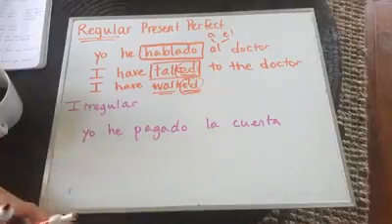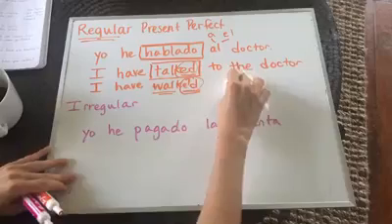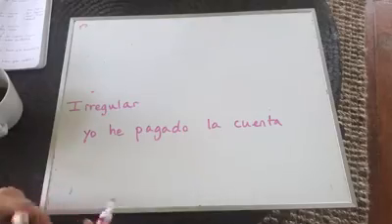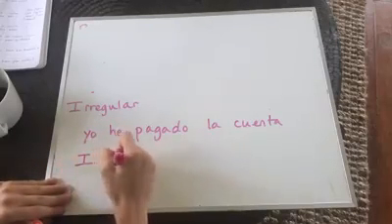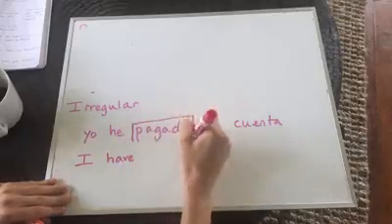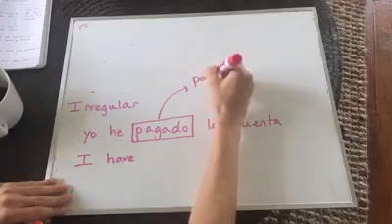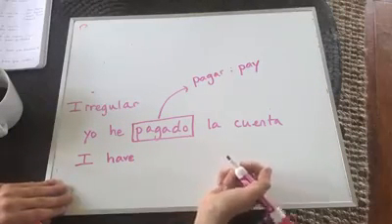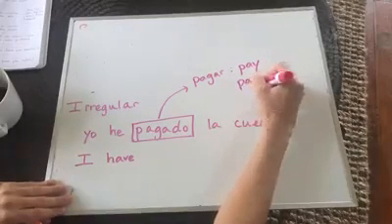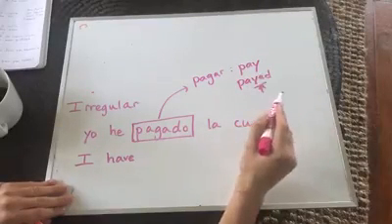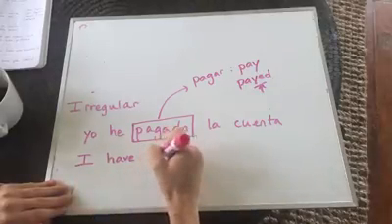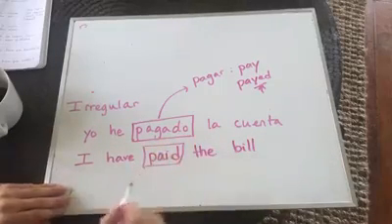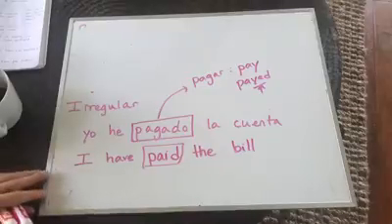But in English, there are a lot of irregular past participle verbs, okay? So when we look at irregular, yo he pagado la cuenta. I have. Pagado comes from the verb pagar, which means pay. So in English, if it was regular, si era regular, it would be payed. But in English, we can never, nunca podemos tener Y y la letra E. Entonces, we say, I have paid. The bill. I have paid the bill. So this is irregular. It changes. Cambia. Let's try two more. Dos más.